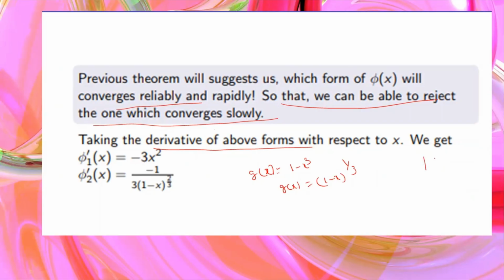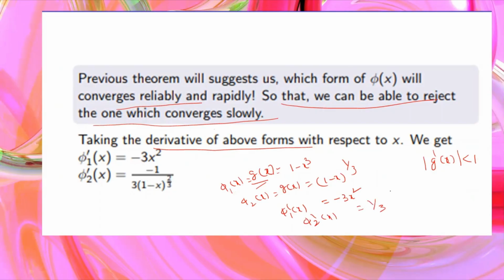Always choose an initial approximation such that mod g dash of x is less than 1. So what is g dash of the first one? I have taken it as phi 1 of x, and the other as phi 2 of x. What is phi 1 dash of x? Phi 1 dash of x is minus 3x square. And what is phi 2 dash of x?